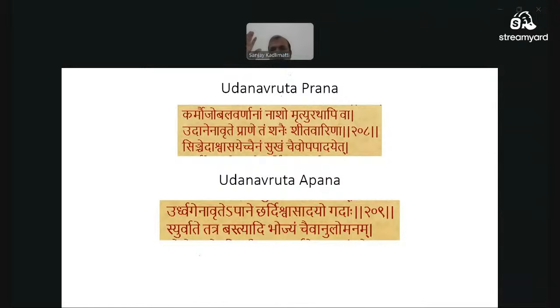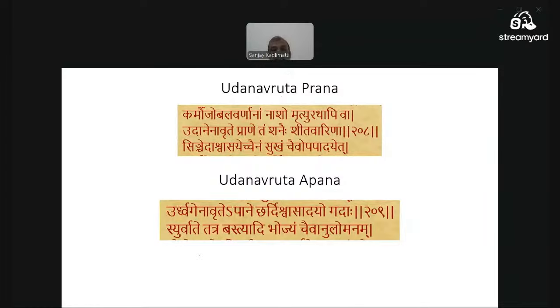See, one more difficult point to understand in Avarana is this one. Karma, Oja, Bala, Varna Nasha: Karma Nasha, Oja Nasha, Bala Nasha, Varna Nasha. Lastly, Mrutyu may also happen because Udana is affecting Prana. Prana is the main Vayu. That's why Mrutyu. But look at the treatment.